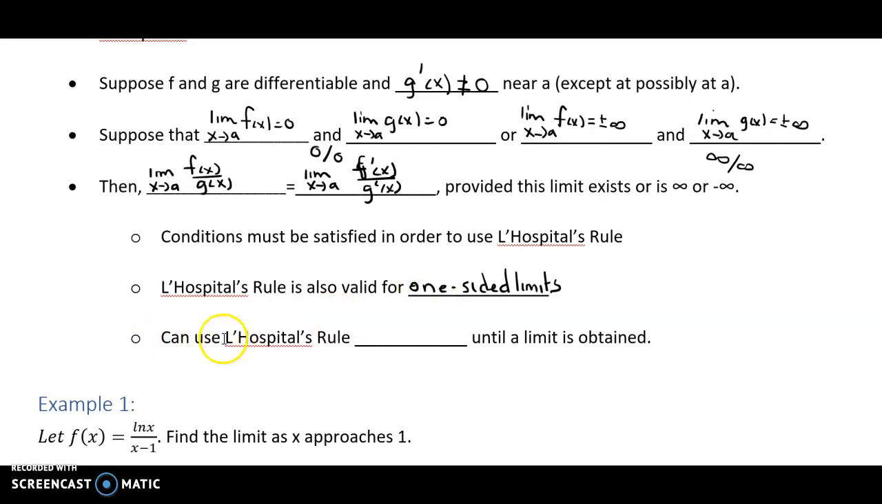And you can use L'Hopital's rule repeatedly, so you can continue to use it until a limit is obtained. Okay, so now we're going to look at a couple of examples dealing with L'Hopital's rule.